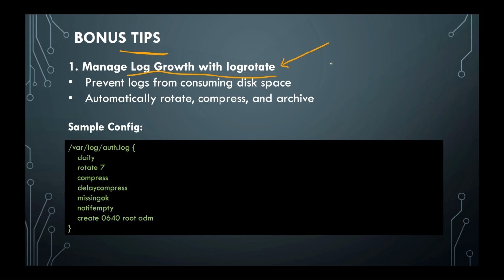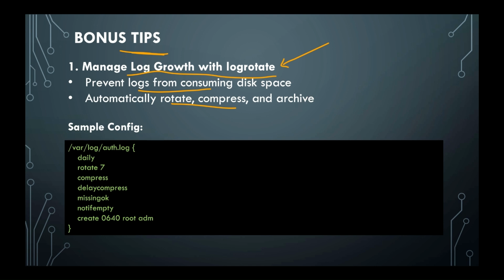Linux systems can generate huge log files quickly, especially on busy servers. Without proper log management, logs can pile up and become a performance bottleneck and even lead to disk space issues. That's where log rotation comes in. Linux comes with a tool called Logrotate, which helps you manage log files by rotating or archiving and compressing the old logs and keeping the system clean.